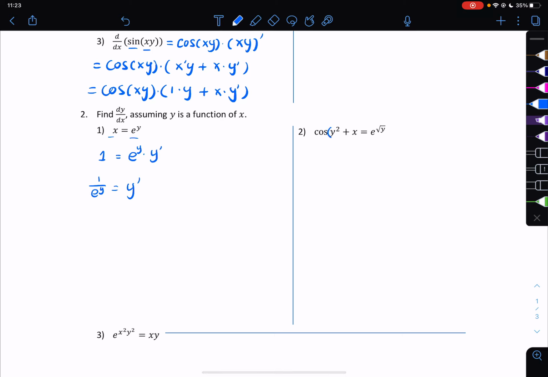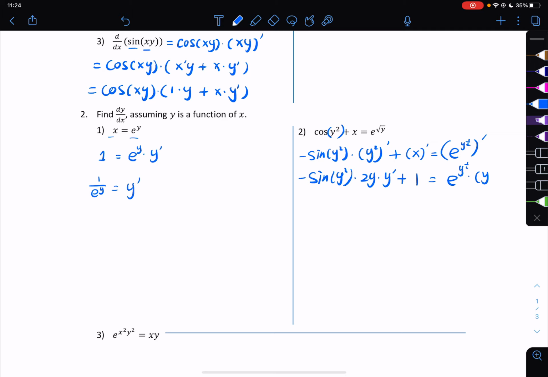So similar here, if you want to take the derivative, you take the derivative on both sides. It's negative sine y squared, and then you take the derivative of y squared, you take the derivative of x, and then you have e to the y to the 1/2 and take the derivative. So you have negative sine y squared, and then you have 2y, and then you have y prime here, you have 1, you have e to the y to the 1/2 times y to the 1/2 prime. Again, every time you only use the rule that's appropriate, and you only use one rule at a time. So what you end up with is negative sine y squared times 2y times y prime plus 1, which is e to the y to the 1/2.